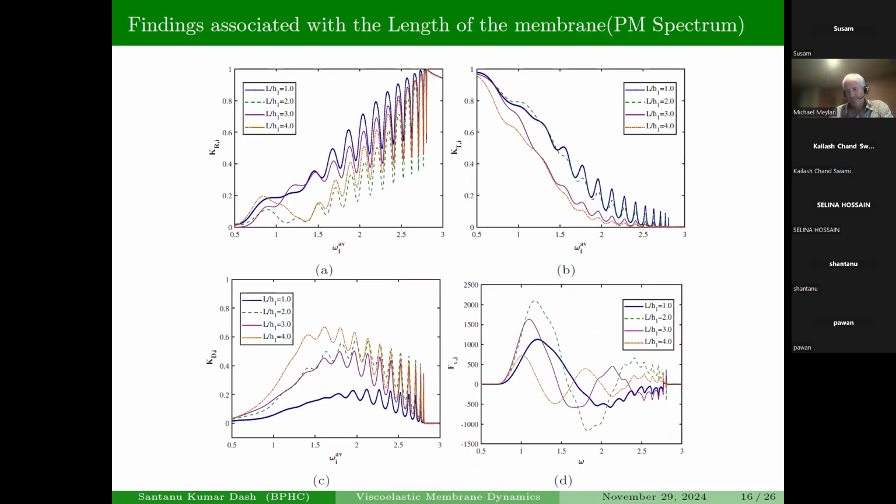Based on this, we have found some results by varying the length of the membrane, the damping parameter, as well as the bathymetry effect. For the Pierson spectrum, this is for sea state one. This figure represents the variation of the reflected, transmitted, dissipated, as well as the vertical force for each individual component plotted against the average angular frequency.